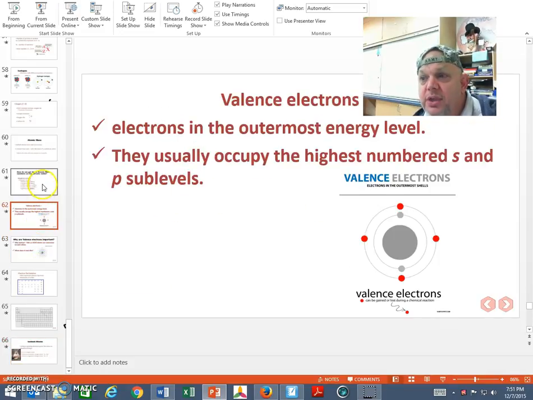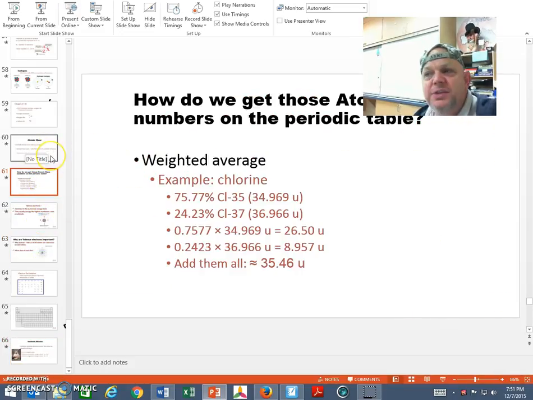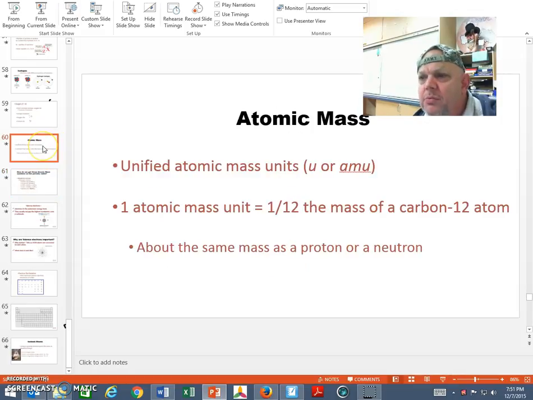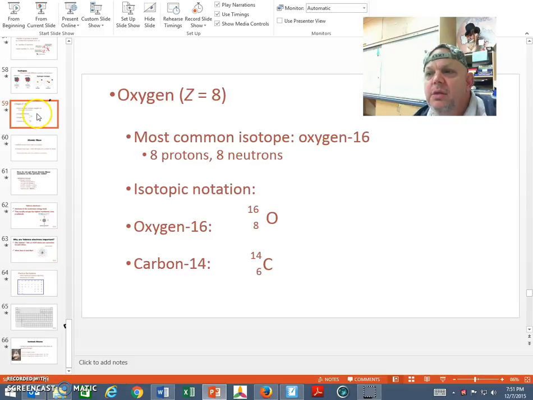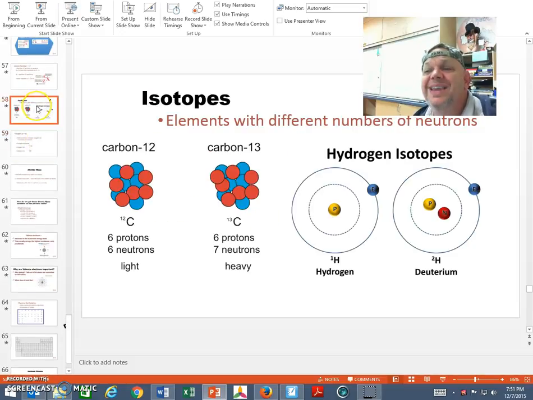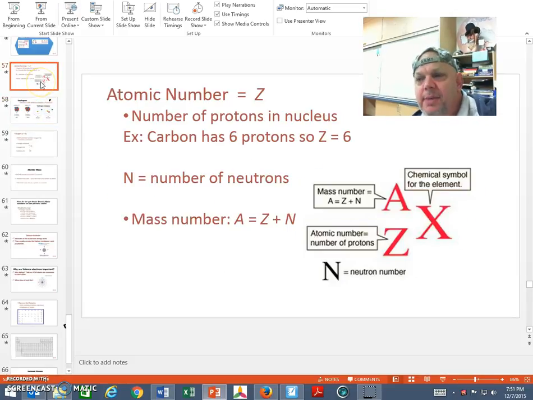Let's see, what other things do I need to go through? This slide, do not worry about. Atomic mass, that's fair game. Isotopes, absolutely, and then, of course, the atomic number.